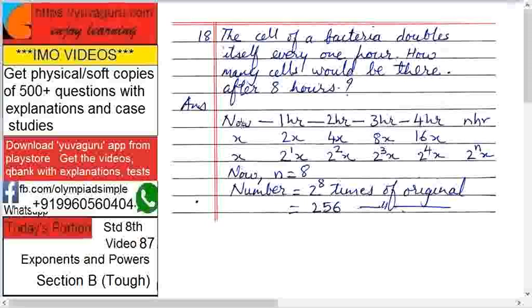Okay. So now let's start. Let there be x bacteria now. After 1 hour it will be 2x. After 2 hours it will be 4x. See here, double. 2x into 2, 4x. Then 3 hours, 4x into 2, 8x. 4 hours, 8x into 2, 16x.